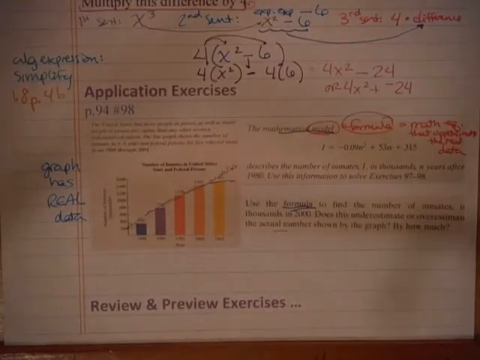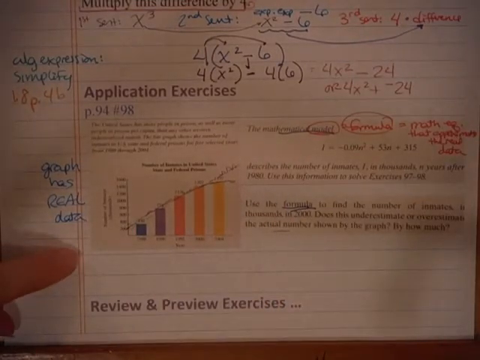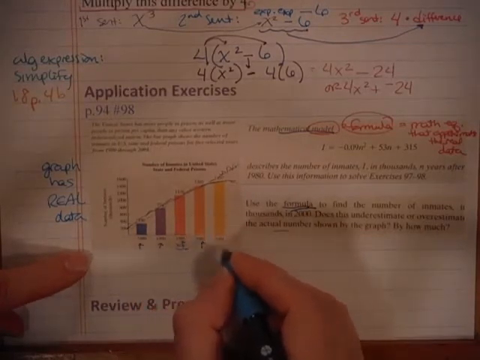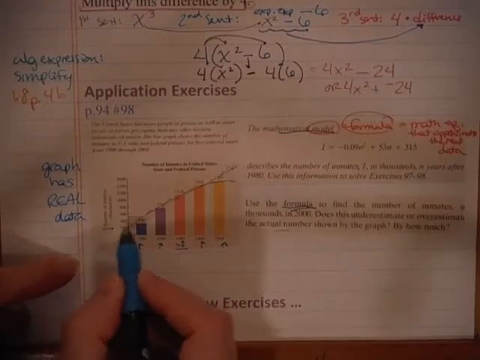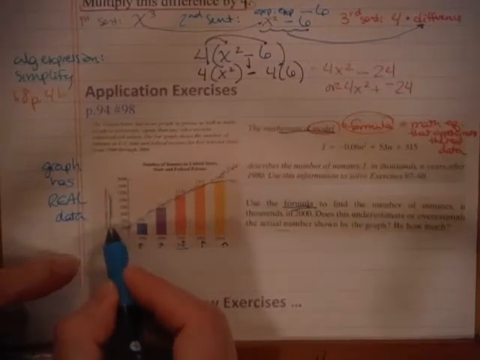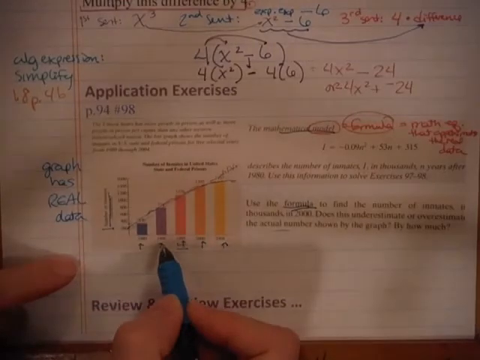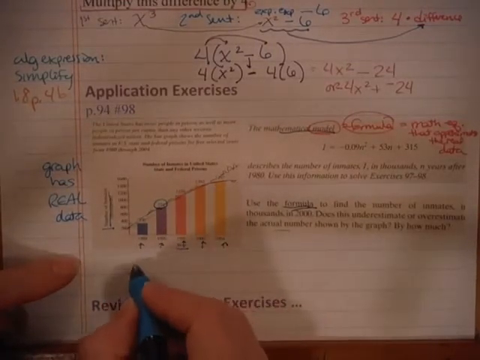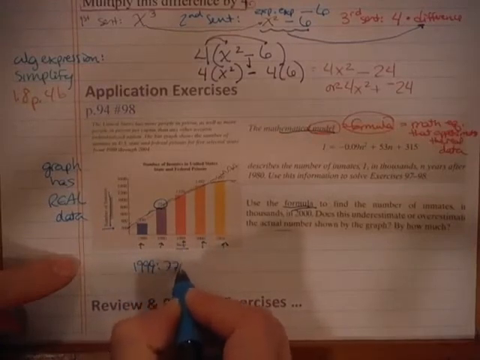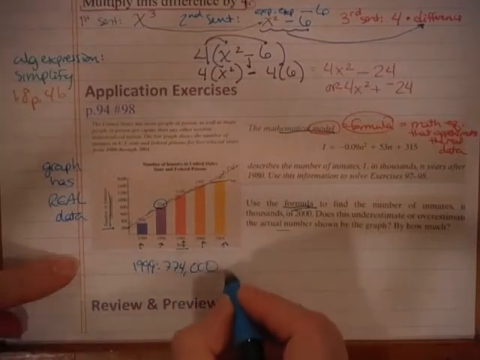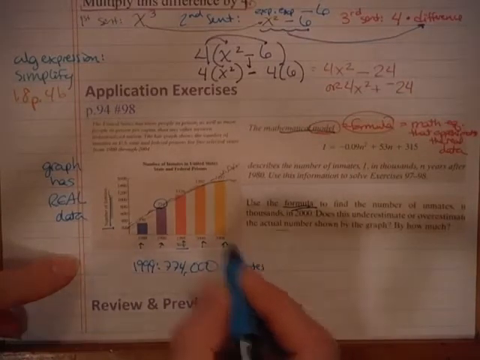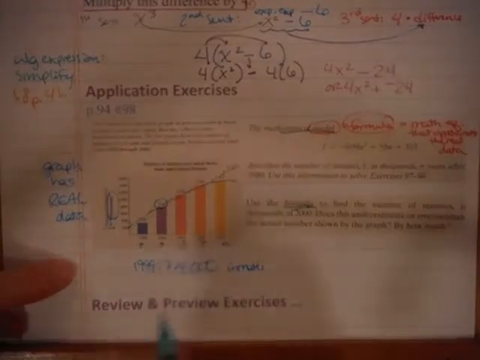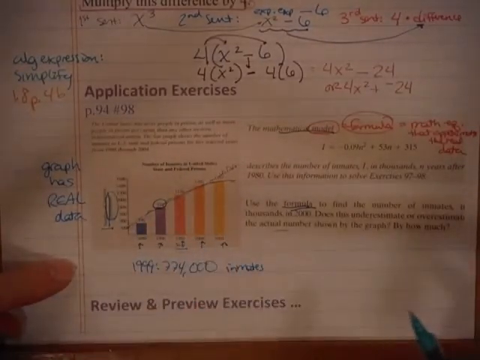So we need to understand what they're giving us here. They're giving us a graph where here are the years, 80, 90, 95, 2000, 2004, and here's the number. And these numbers of inmates here are times 1,000. So in 1990, it says 774. What that means is that in 1990 there were 774,000 inmates, because it's represented in thousands here.